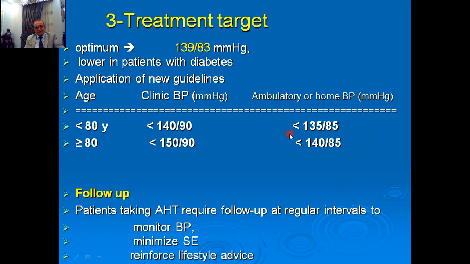And this is the figure for ambulatory blood pressure. I don't like to confuse you with these figures. You should follow up your patients taking antihypertensive treatment at regular intervals to monitor blood pressure, minimize side effects, and reinforce lifestyle. Actually, this was written in the previous textbook every 3 months, but patients cannot tolerate 3 months. You will check earlier.